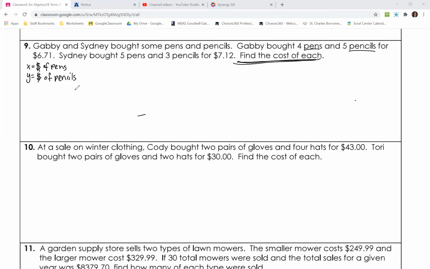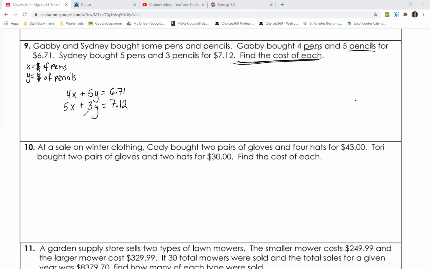Now, if Gabby bought 4 pens, how much would that cost her? Well, 4 times the cost of your pens. Well, I don't know the cost of my pens. I named it X, okay? And then she bought 5 pencils. How much did that cost her? Well, you have to take 5 times the cost of a pencil, but I don't know what the pencil's cost is, so I write 5Y. And then her total bill was $6.71. While Sydney bought 5 pens and 3 pencils, and her total bill was $7.12.